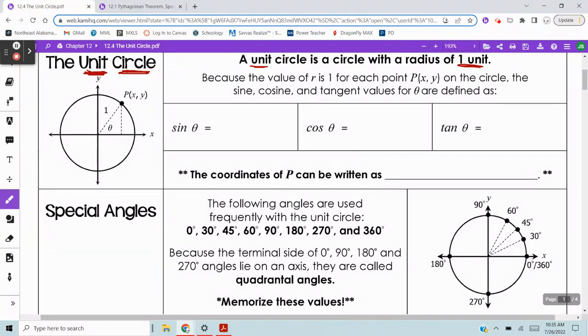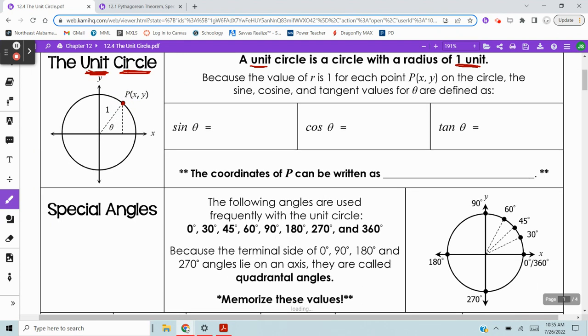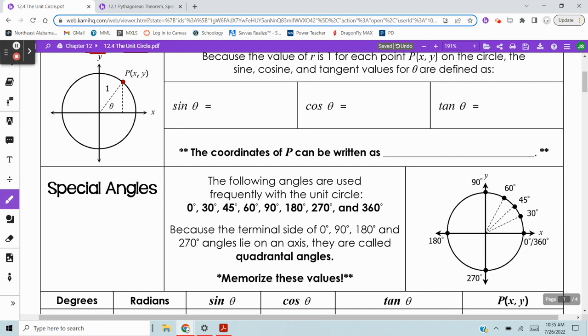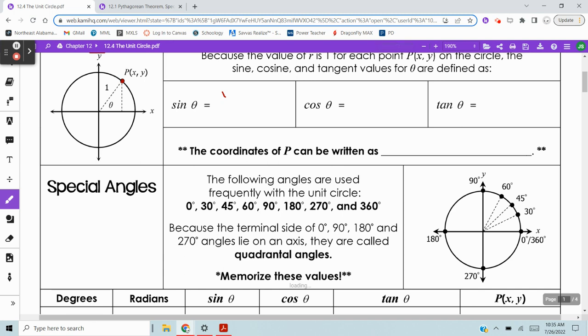And just a quick reminder, when you have a point that's on the terminal side of some angle, we can find the sine, cosine, and tangent by doing this. The sine of an angle is equal to y over r, when x and y is the actual point and r is the distance from the center, or the radius. And then our tangent was y over x.